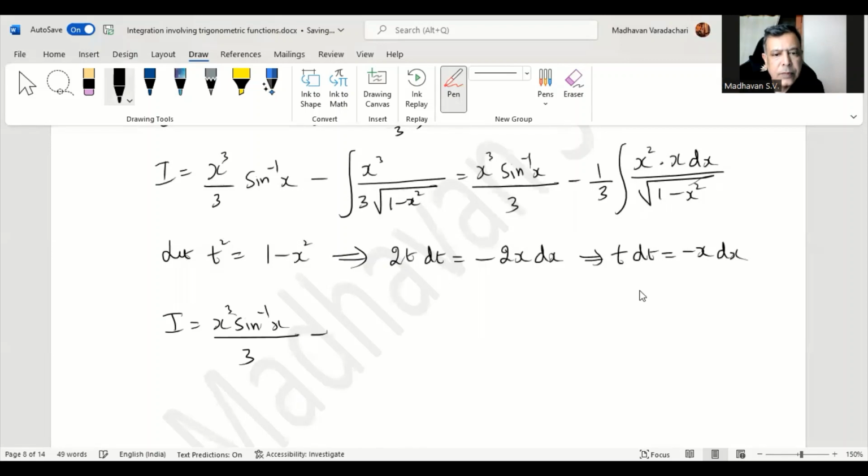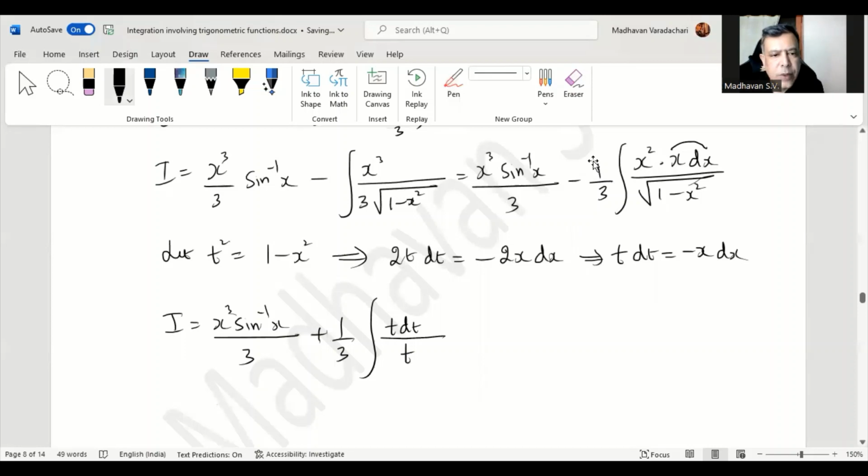minus 1 by 3 times integral. Now we may notice square root of 1 minus x square will become t. So the denominator will be simply t. In the numerator, there is a minus outside and x dx is there. That can be replaced with positive t dt. So I will put here t dt.